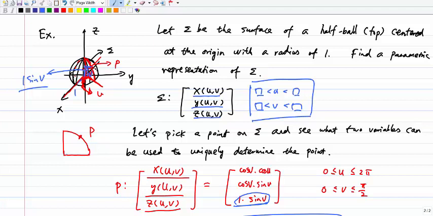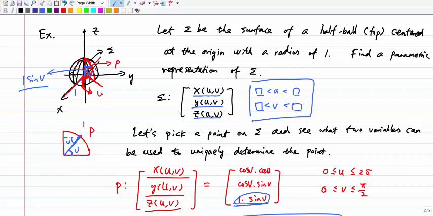Look at this one, this is almost like this angle. Forget about the u here. This is v, right? So the height will be, with the radius also 1, 1 times sine v. That's why here it's 1 sine v.